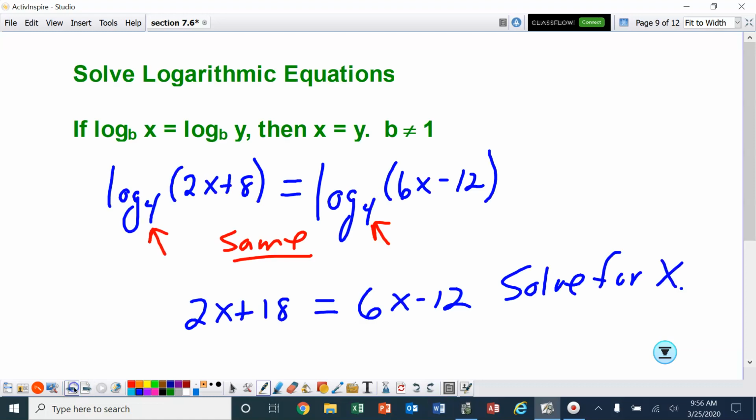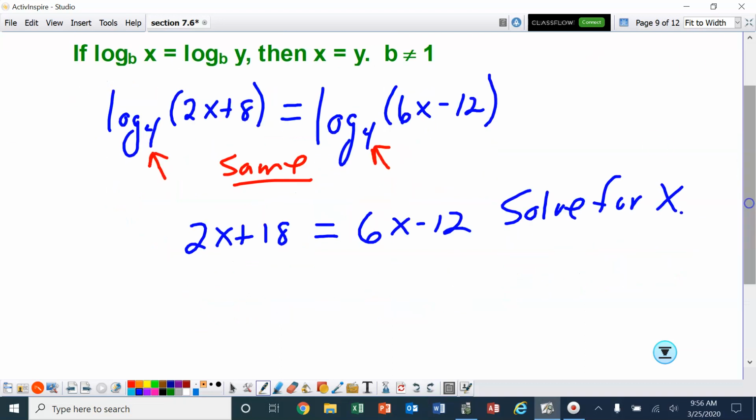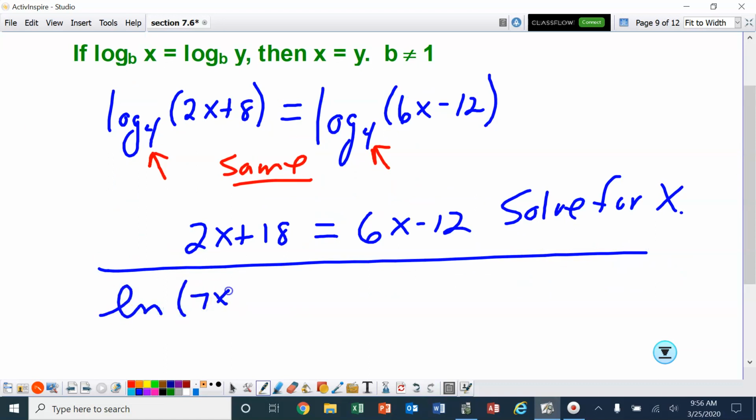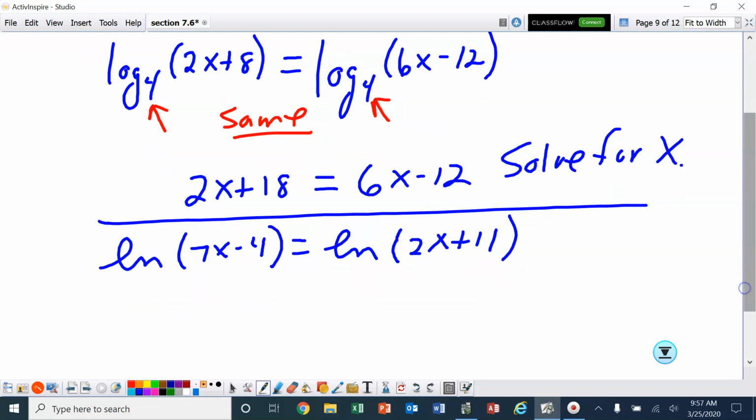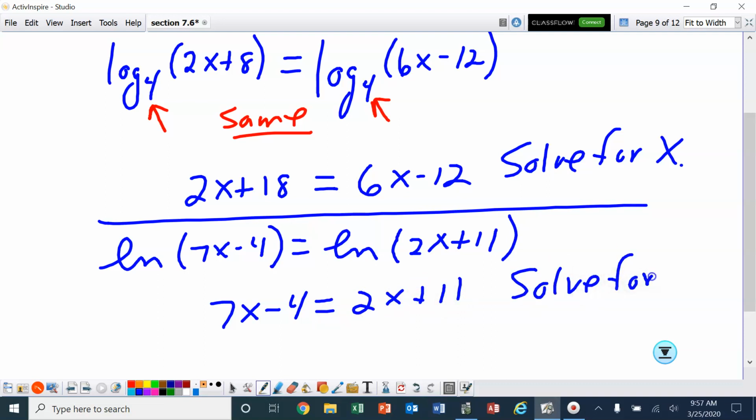Oh, I want to show you this also. Let me go back here. It's also true. Let's say we had the natural log of 7x minus 4 equals the natural log of 2x plus 11. So with natural log, again, you can just take those and set them equal to each other and then solve for x. So it also works for natural log. All right, let's keep going.